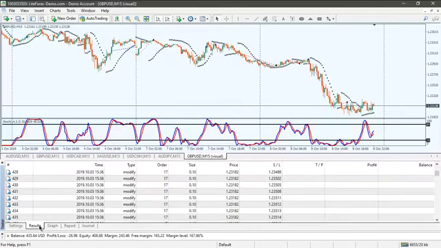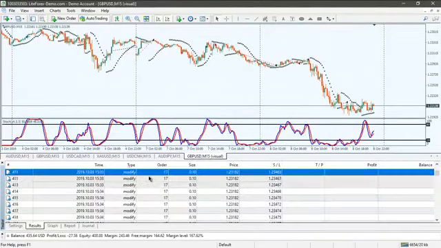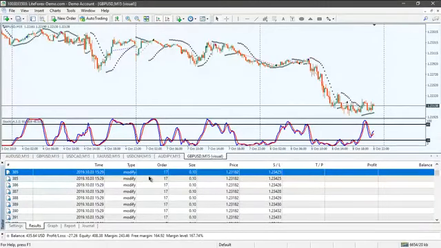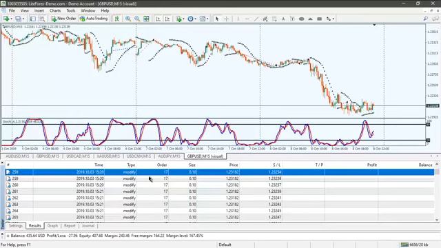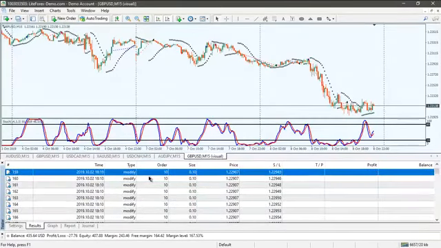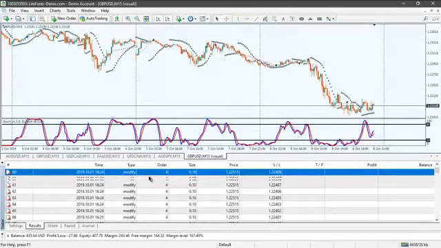Okay, so let's look at the results. This is what I want to do. I don't want to just tell you the strategy works. I don't want to just yap about it. No, I want to show you that it actually works or doesn't. Okay, so there we go. The trailing gives us lots of gaps here.